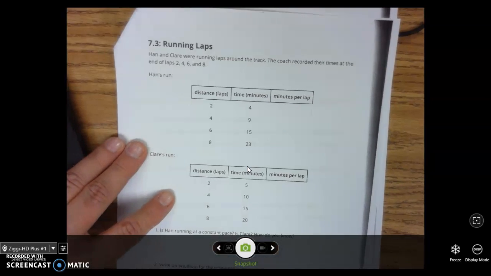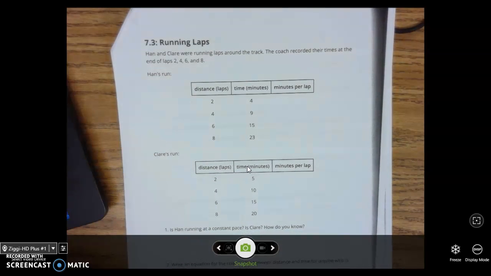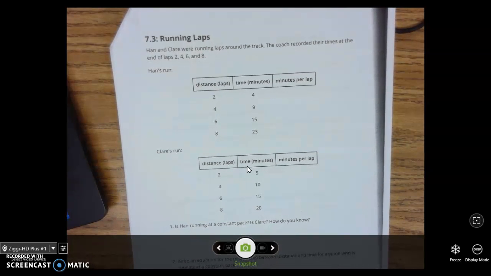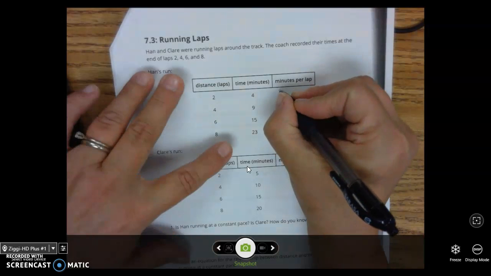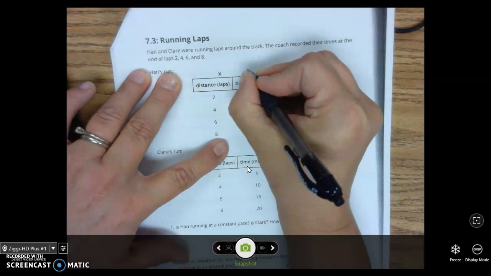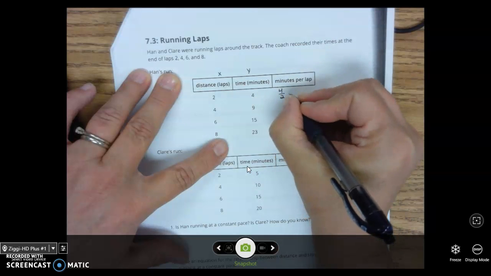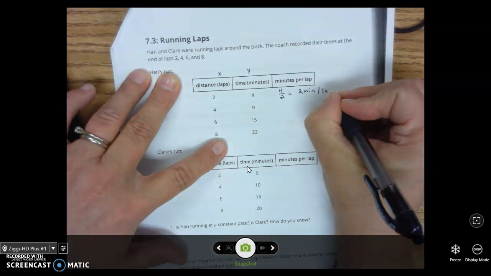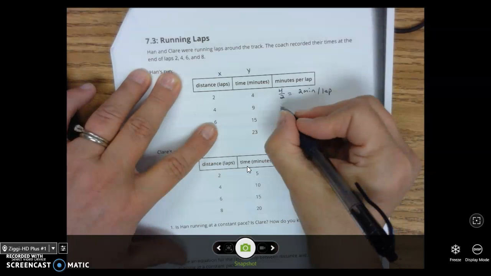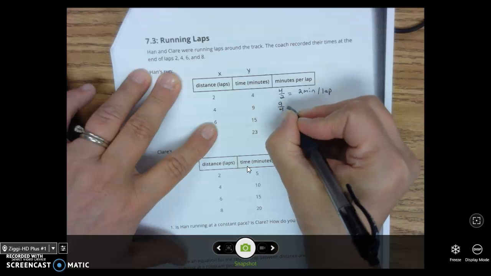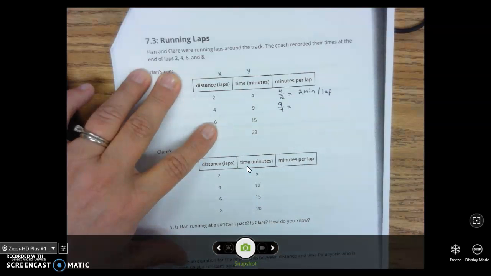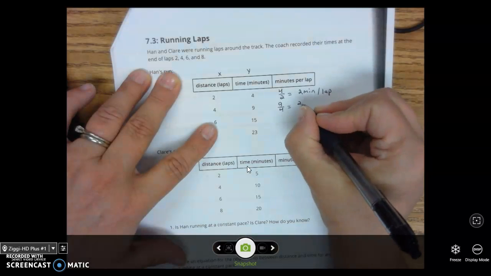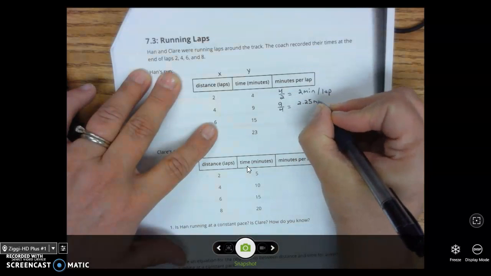Hans and Claire were running laps around the track. The coach recorded their times at the end of laps 2, 4, 6, and 8. So for Hans' run, we need to find how many minutes per lap. So in this case, you're doing 4 over 2. Again, this is your X, this is your Y, which gives us 2 minutes per lap. And then you have 9 over 4. Just use your calculator. 9 divided by 4 is 2.25 minutes per lap.